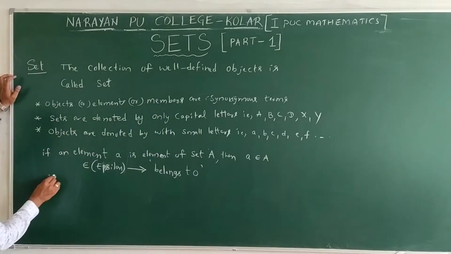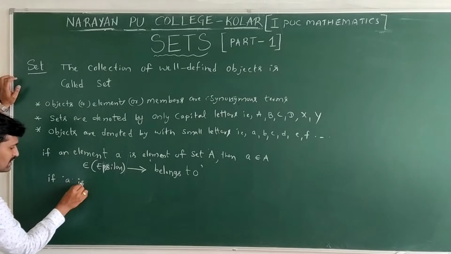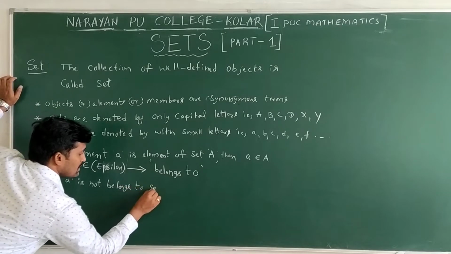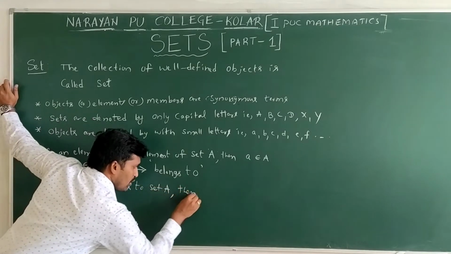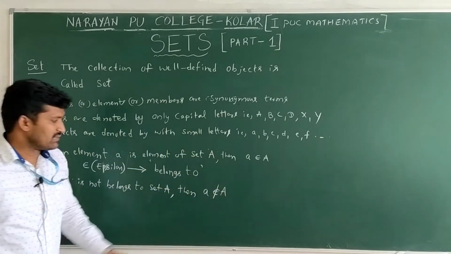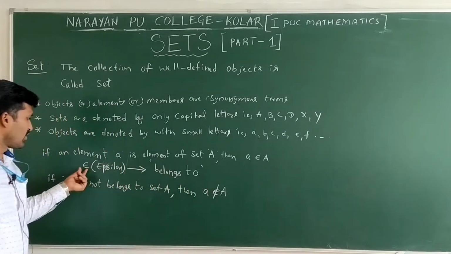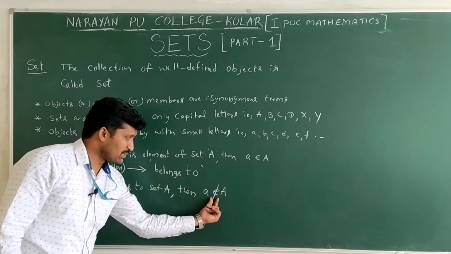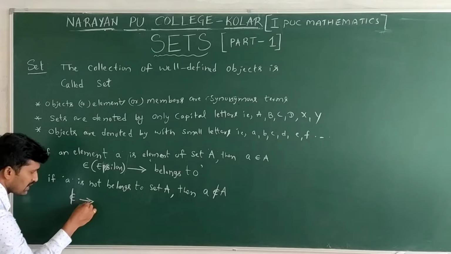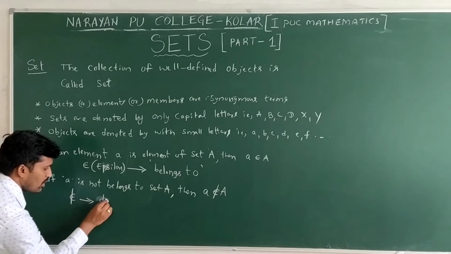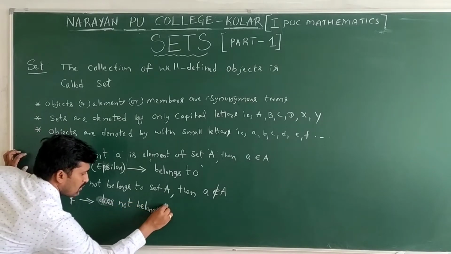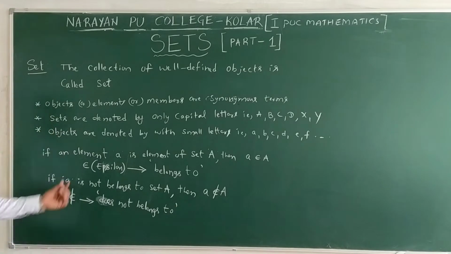For example, if a does not belong to set A, then we can write a does not belong to A. This symbol is the epsilon symbol with a slash; epsilon means belongs to, and this is the symbol for not belongs to, does not belong to. This meaning of epsilon understood?